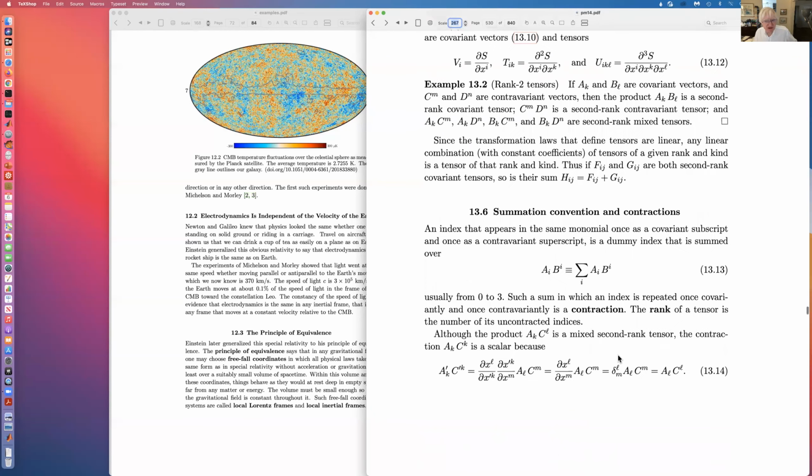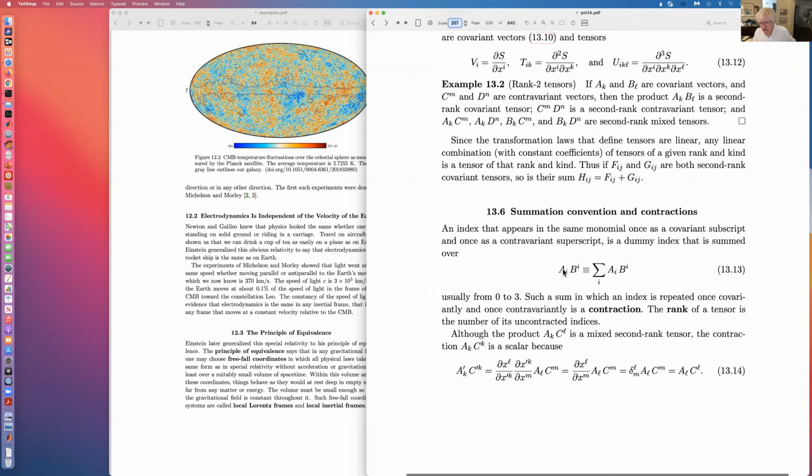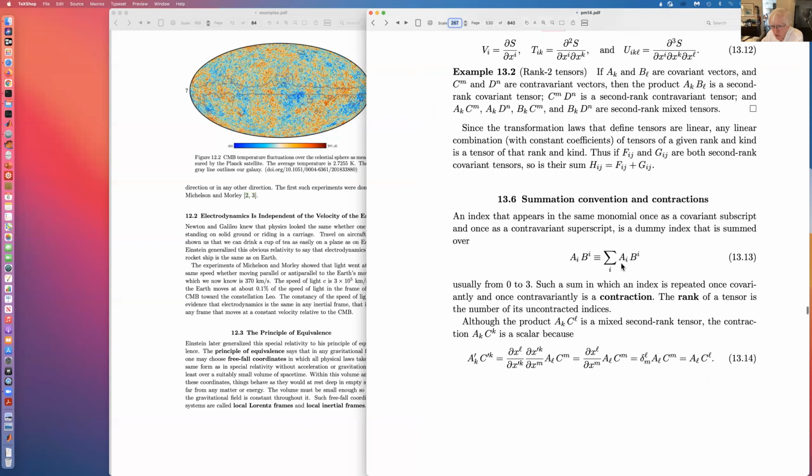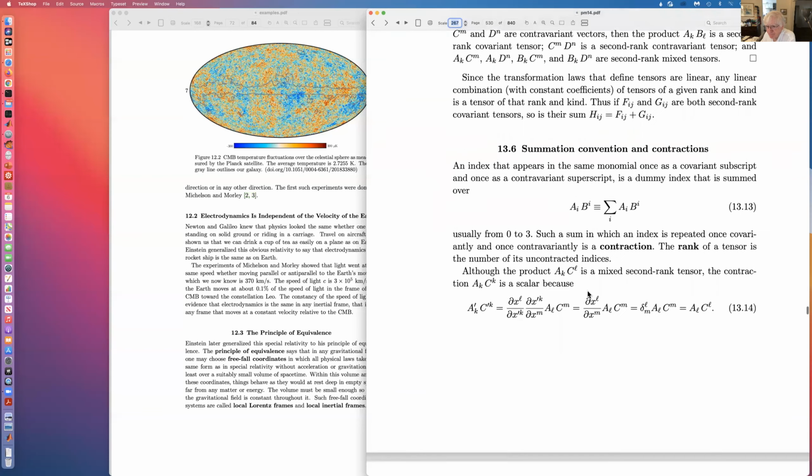The summation convention has something hidden in it. Namely, the summation convention is just that if you have A upper I and an A lower I times B upper I, then what you really mean is that you're summing over I, typically from 0 to 3. And what's a little bit hidden about that is that this thing is then a scalar.